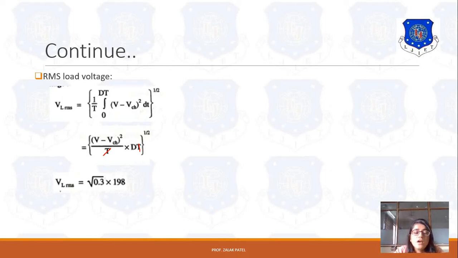So root D, if you note the problem statement, there is a duty cycle of 30% given. 30% means 30 upon 100, means 0.3 is our D value. That's why over here we write under root 0.3. Why under root 0.3? Because D raised to 1 by 2 is there. So it can be written like root D into V minus VCH square. So this square and square root will be cancelled out, so root D into 198. So this gives us the answer 108.4 volt. This is the RMS load voltage.